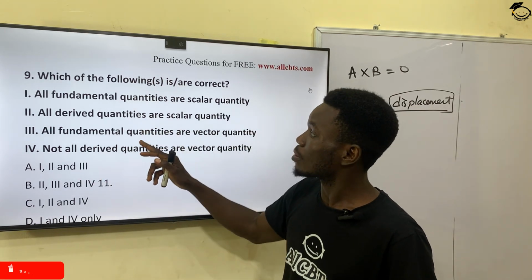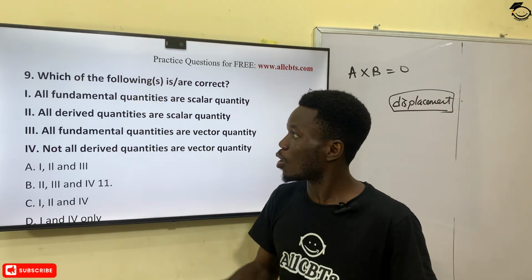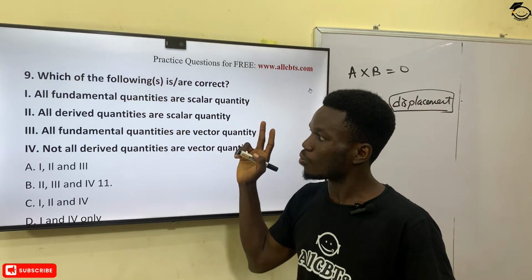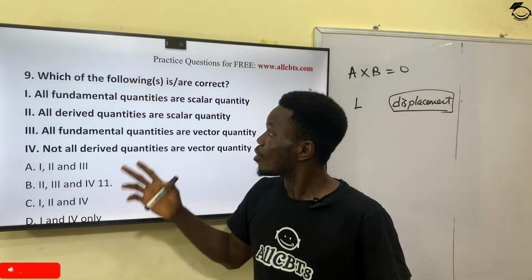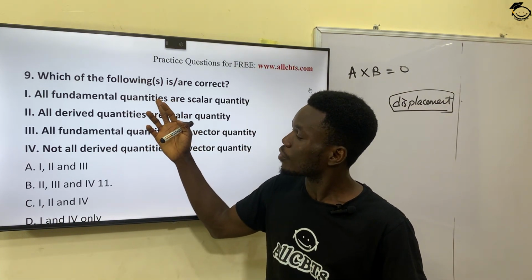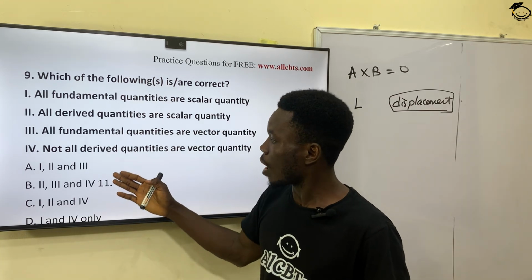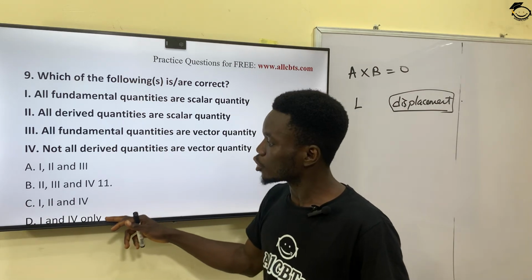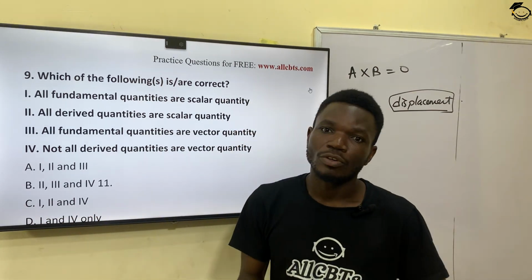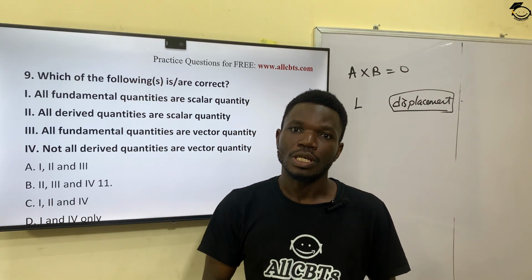Roman figure 2 and Roman figure 3 are completely wrong because all derived quantities are not scalar quantities and all fundamental quantities are not vector quantities. So the correct options are Roman figure 1 and Roman figure 4. So we're looking for our Roman figure 1 and Roman figure 4 in our options, and that is option D, Roman figure I and Roman figure IV as the correct answer.